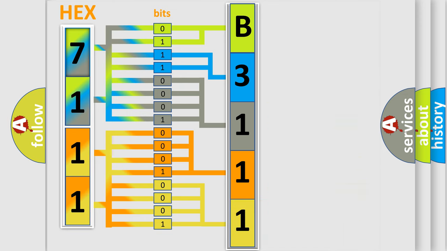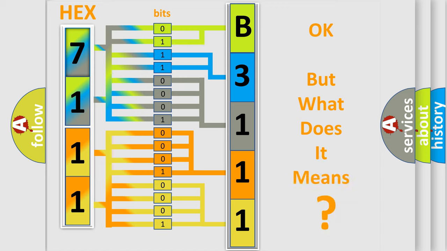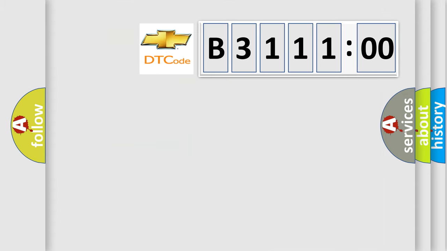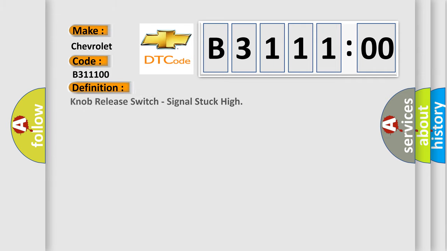We now know in what way the diagnostic tool translates the received information into a more comprehensible format. The number itself does not make sense to us if we cannot assign information about what it actually expresses. So, what does the diagnostic trouble code B3111-00 interpret specifically for Chevrolet car manufacturers?